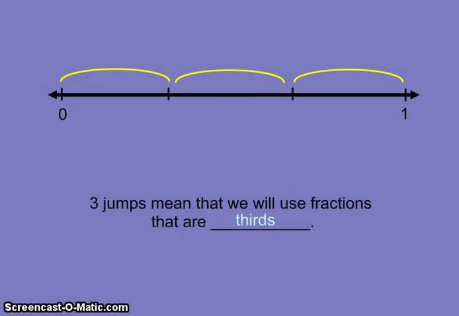So first, I'll have 1/3, then 2/3, and then 1. But I know that thirds, there's 3/3 equal to 1. So I might say 1 or 3/3.